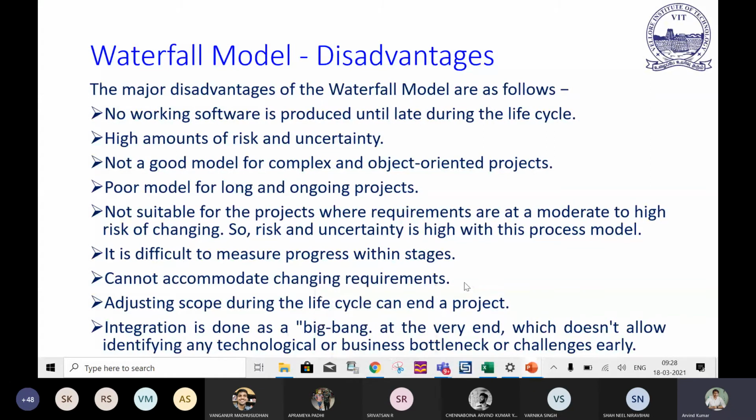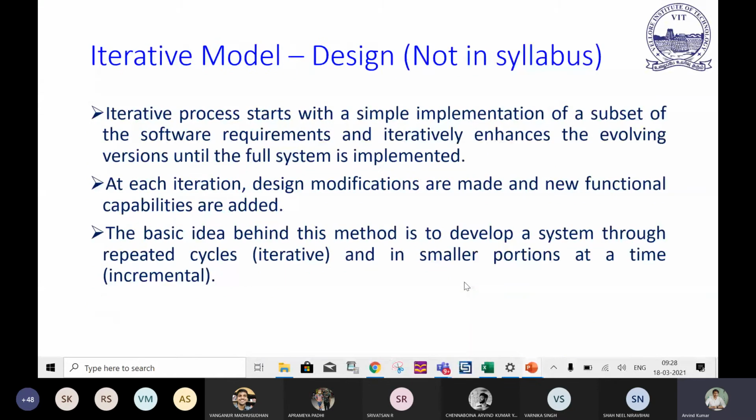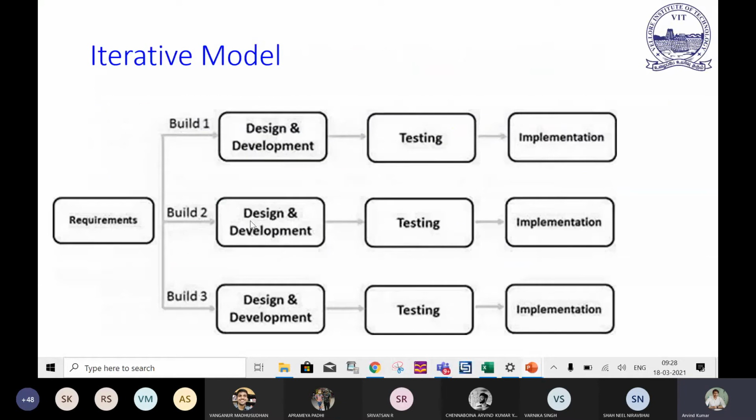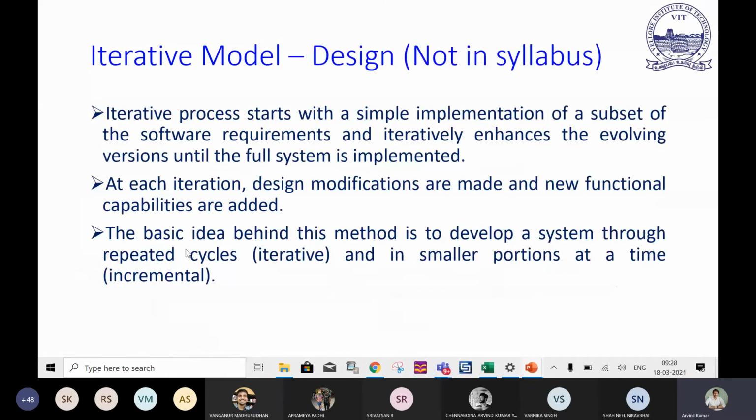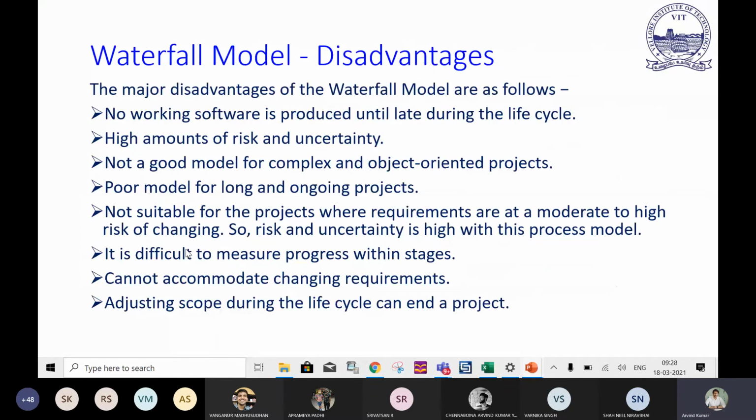And next is iterative modeling. This is not in the syllabus, but the idea here you can understand from this particular block diagram. You can see here requirement, then build 1, build 2, and build 3. Let me show you that initial block diagram where building was available here, right? Who were building? Developers.